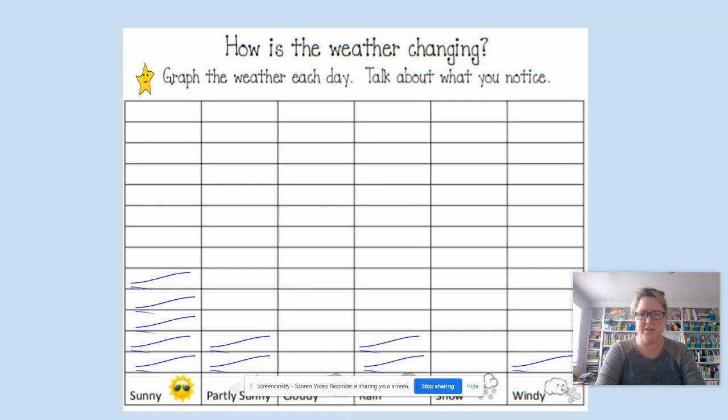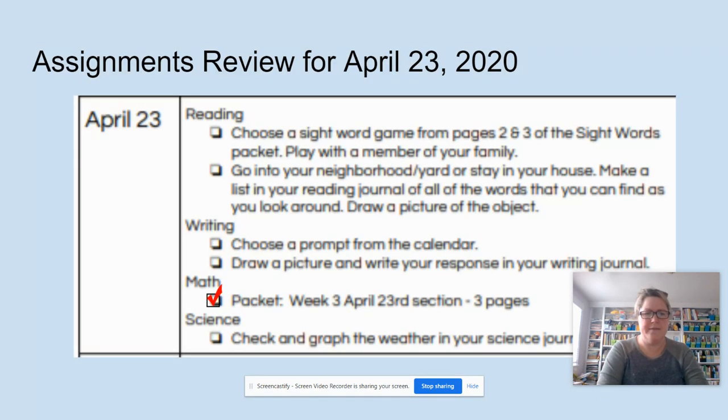And I noticed when I looked outside, it was partly sunny. So I put a little line in partly sunny for today. So now I have 11. I wonder if there was a different combination of 5 that I could make, or 10. Since I just reviewed and graphed the weather in my science journal, I'm now going to put a check there.